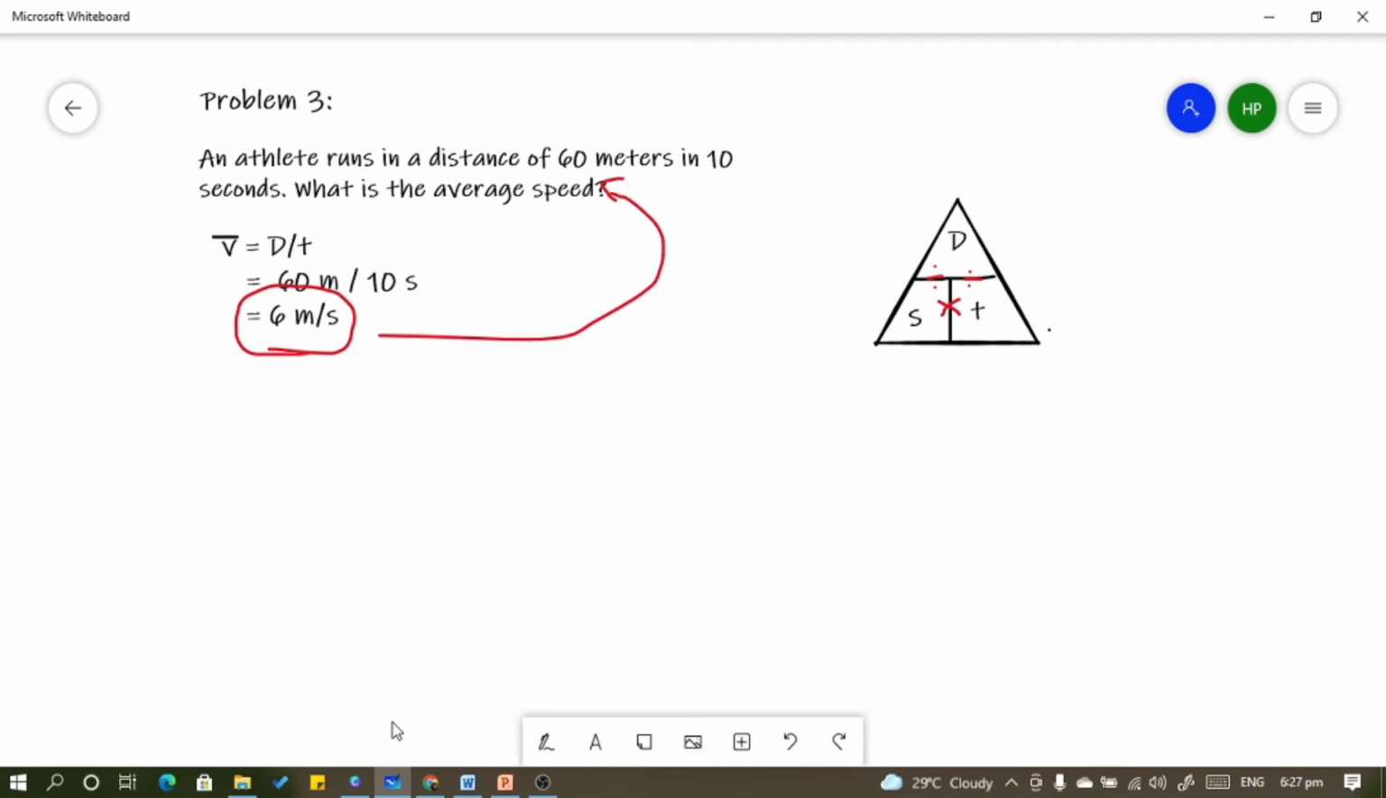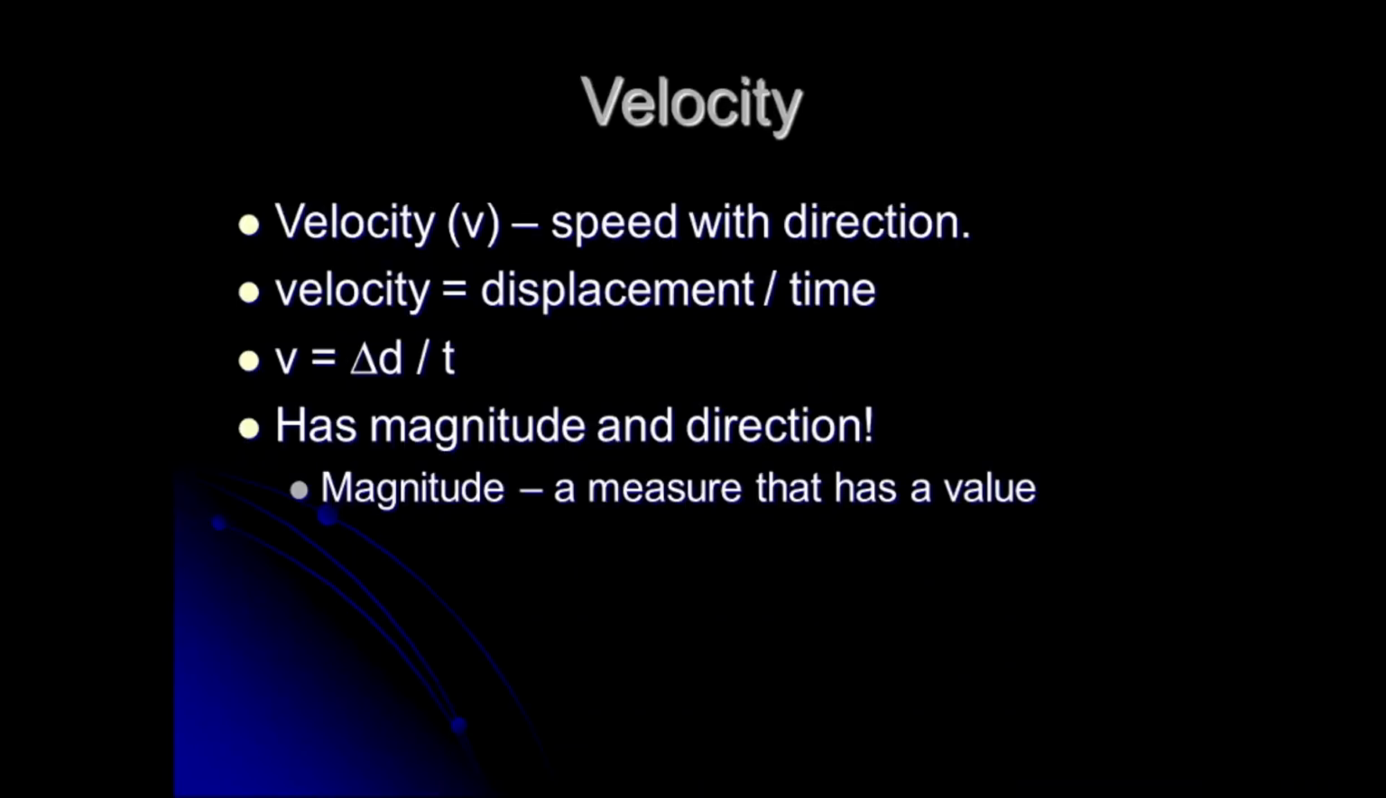Now let's move on to the velocity. What is velocity? It refers to the speed with direction. So this is the formula. Velocity is equal to displacement over time. Since it is with direction, we are using displacement. It has magnitude and direction. Magnitude means it is a measure that has a value. So what we are going to remember is velocity is equal to the displacement over time. So it has direction and magnitude.